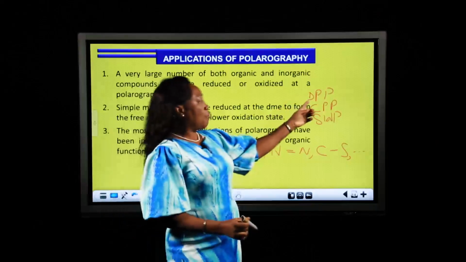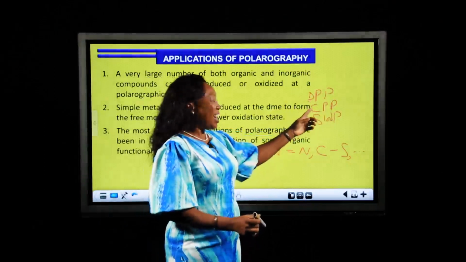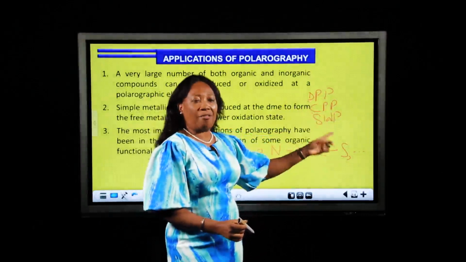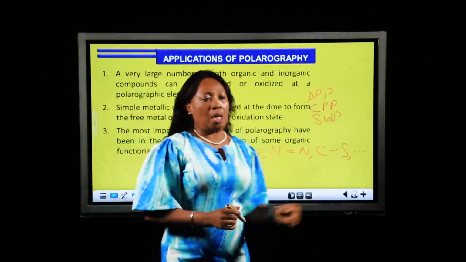This one is differential pulse polarography. Okay, and that is the classical pulse polarography, and this is what we call the square wave polarography. These are all methods that are employed in polarography.